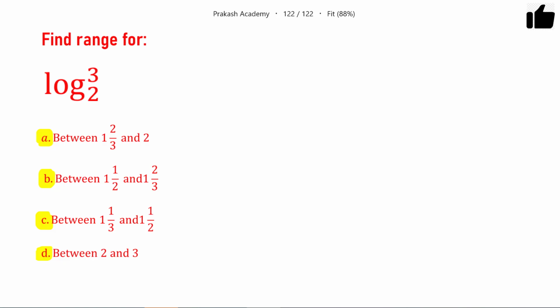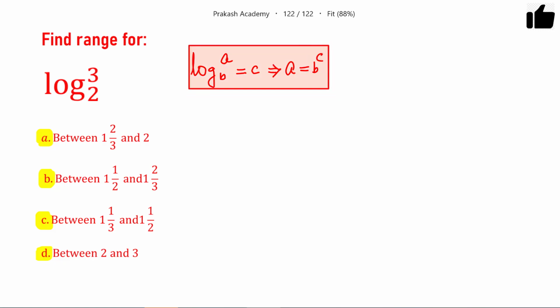Before finding the range, you need to know the definition of log so that you can expand this term. The definition of log says if you have a number a on the base b and this equals c, then from the definition of log I can say a equals b raised to the power c. So this is the definition. Now let us use this definition to solve this problem.